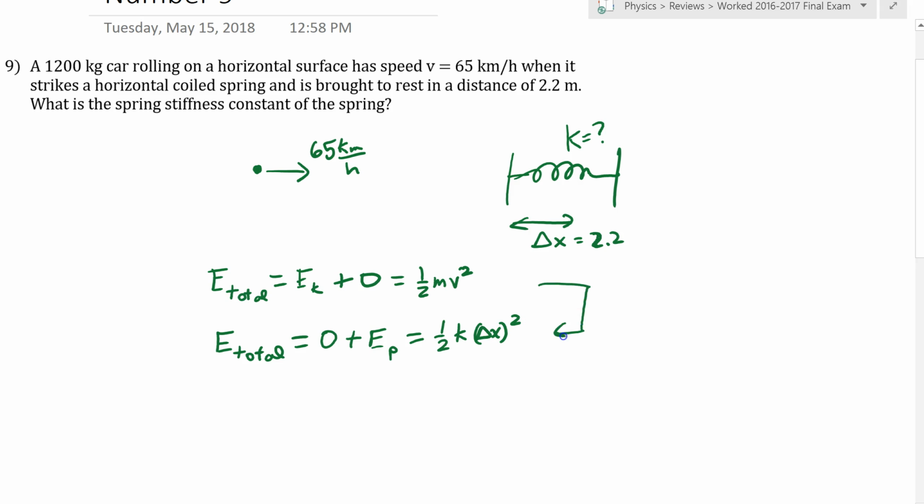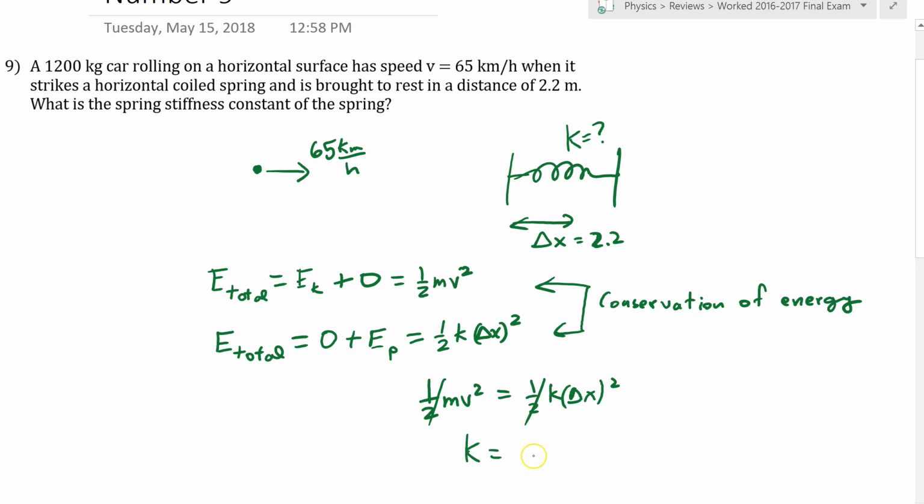And so if energy is conserved, these two lines will be equal to each other. So therefore 1/2 times mv squared will equal 1/2 times k delta x squared. The 1/2s will cancel out. So k will equal mv squared over delta x squared, which is 1,200 kilograms times the velocity. And if you want, the normal units for spring constant are newtons per meter.